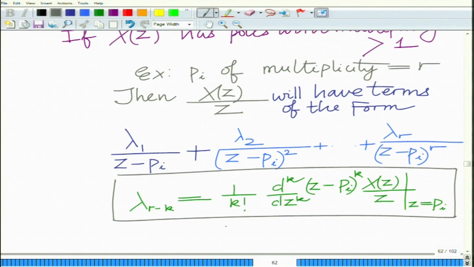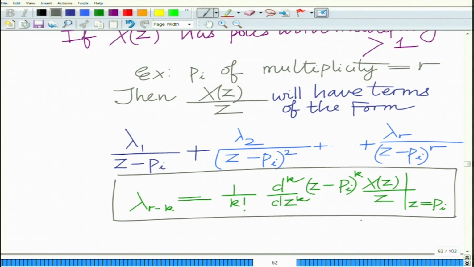This is the expression for the term lambda (r minus k), which is the coefficient of the term 1 over (z minus pi) raised to the power of r minus k. So we have lambda 1 over (z minus pi), lambda 2 over (z minus pi) squared, and so forth, lambda r over (z minus pi) raised to the power of r. The coefficient lambda (r minus k) is 1 over k factorial times the kth derivative of (z minus pi) raised to k into X(z) over z, evaluated at z equal to pi.